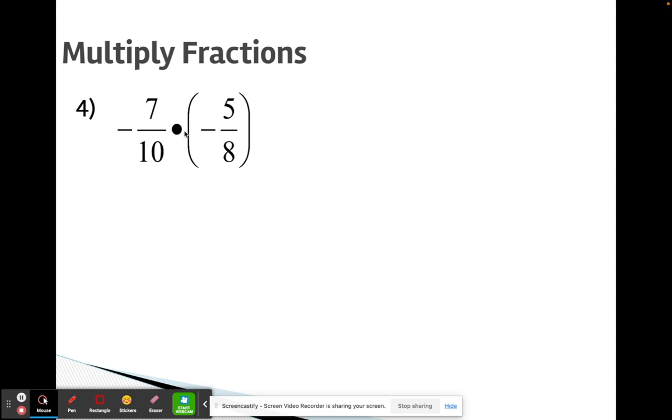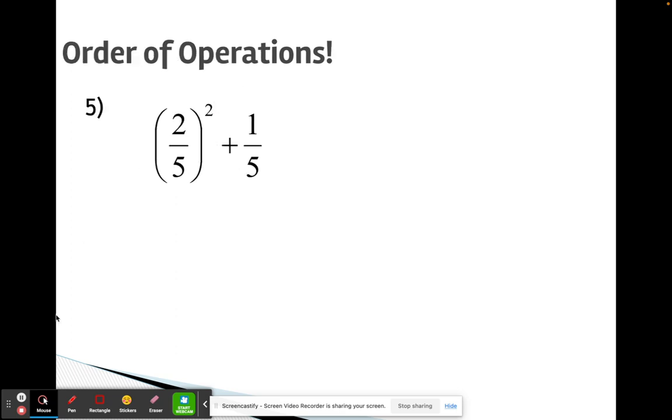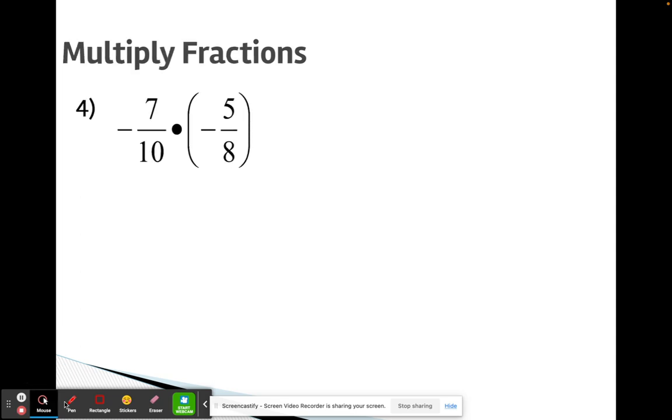Now I have a couple negative fractions. Remember, with fractions, simplify before you multiply any numerator to any denominator. I cannot simplify 7 and 10. I cannot simplify 5 and 8. I can't simplify 7 and 8, but I can simplify 5 and 10 by dividing them both. Oops. I went ahead. Forgot I didn't have my pen on. Divide them both by 5. This will become a 1. This will become a 2.